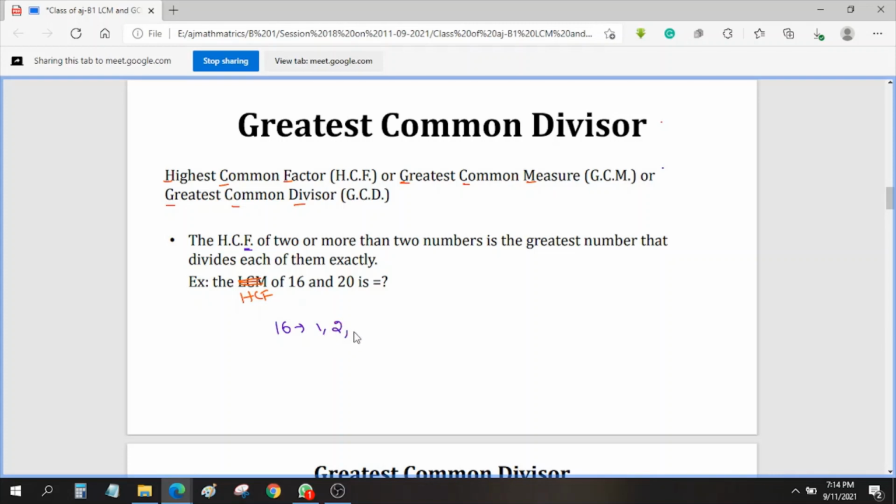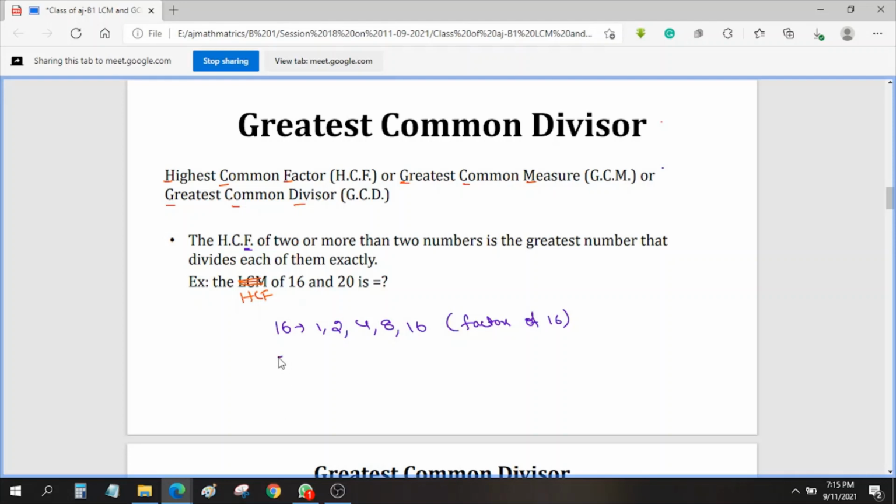In the 3 multiplication table we don't have 16. In the 4 multiplication table we have 16. 5 we don't have, 6 we don't have, 8 we have, and next 16. So these are all the factors of 16.